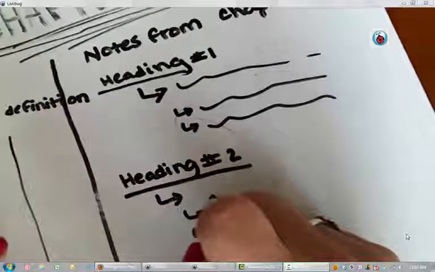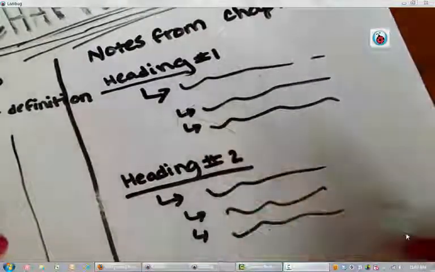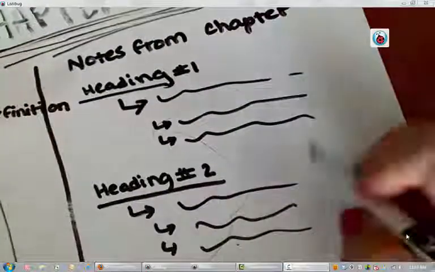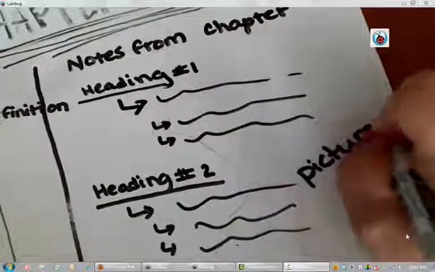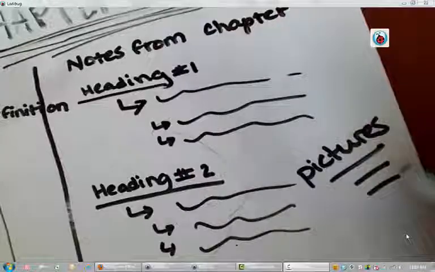The goal of taking notes is not rewriting everything that you read. Some of the things are important, some things aren't. As you're reading as well, the book includes many pictures. You should be adding pictures.